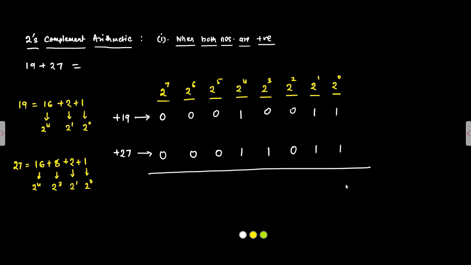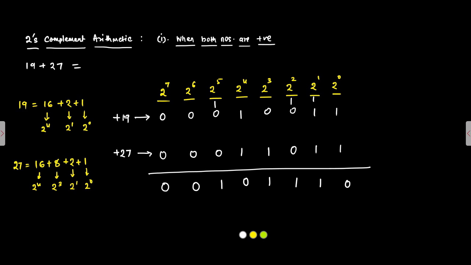1 plus 1 is 0 with a carry of 1. 1 plus 1, 0 with a carry of 1. That 0 added with the previous carry 1 becomes 1. Then 1 plus 0 plus 0 is 1, 1 plus 0 plus 1 is 1, 1 plus 1 is 0 with a carry of 1. This comes down here and becomes 1, and then 0 and 0. So we have 00101110. This is the result. Now we have to check whether it is the right answer or not.